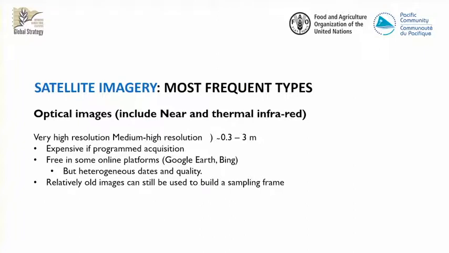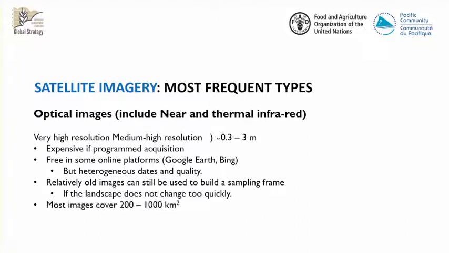Okay. All right. And a typical image, it depends on where you purchase it from, what the provider is, what the satellite is. Images come in what they call swaths. It could be a square, it can be a long rectangle, but most of these swaths will cover about 200 to 1,000 square meters.